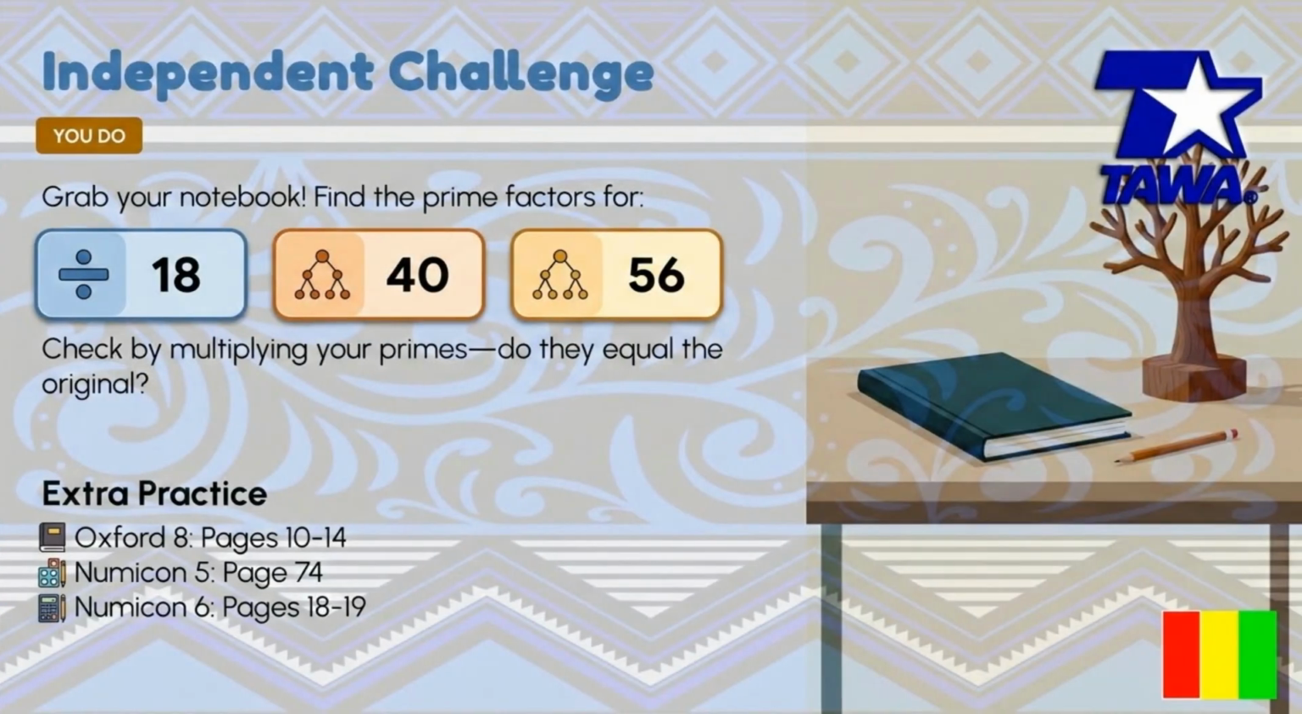Now for an independent challenge. Grab your notebook and find the prime factors for 18, 40, and 56. Check your work by multiplying the primes. Extra practice is available in the books listed.